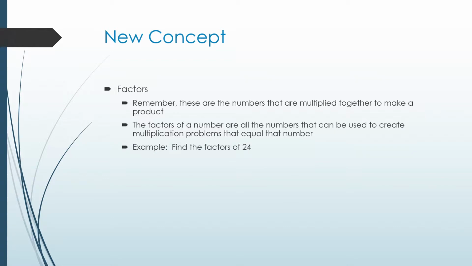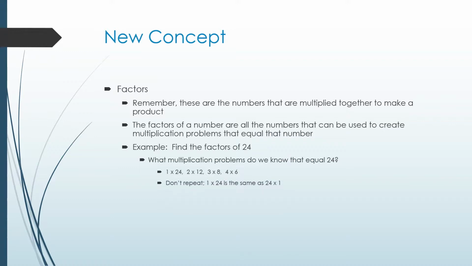So for example, if we were finding the factors of 24, all we have to think about is what multiplication problems do we know that equal 24? So here I listed them. 1 times 24, 2 times 12, 3 times 8, and 4 times 6. And we're not going to repeat by flipping with the commutative property. So 1 times 24 is the same thing as 24 times 1. That's why you only see 4 multiplication problems up there instead of 8.